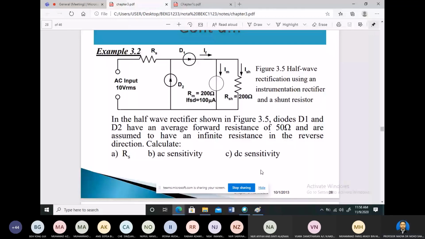So that means we have infinite resistance. Automatically we know this is open. D2 will be open, which means only D1 we have.